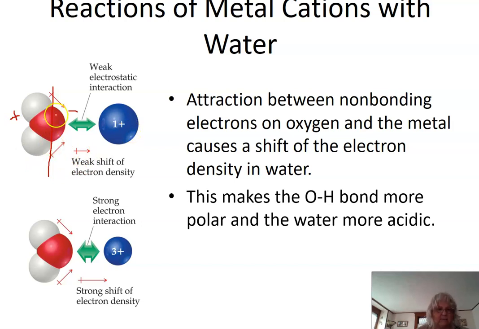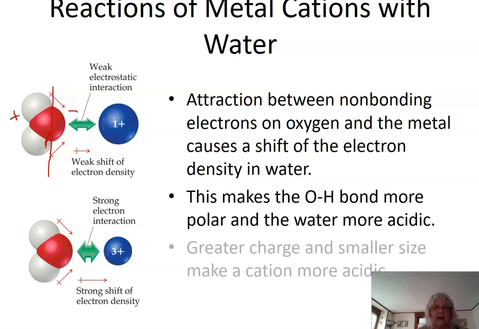And so the oxygen is drawn towards the positive cation, and it makes the link between the oxygen and the hydrogen on the water molecule a little bit weaker. And so it has a tendency to be able to lose a hydrogen ion. The bigger the charge, so +2 versus +3 would be a bigger charge, and the smaller the size of the ion, the more acidically it behaves.